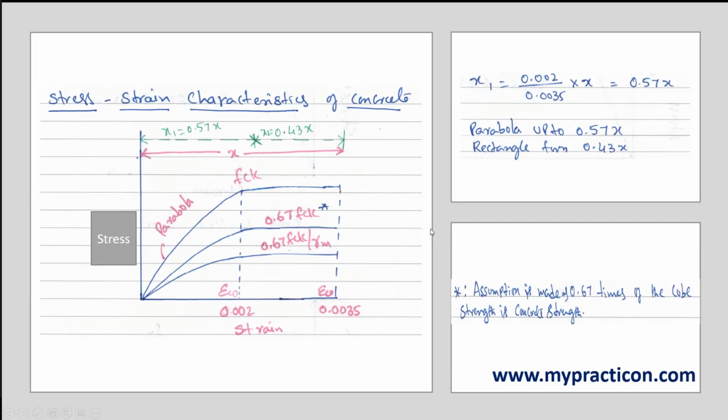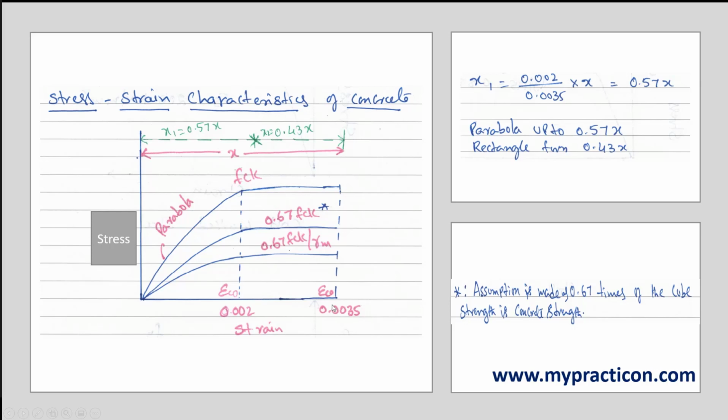The stress strain curve is parabolic up to the strain of 0.002, as shown in the picture. Thereafter it remains constant up to 0.0035 of strain, so this is a straight line. Due to practical experimental results it may vary, but assumptions have been made. It remains constant up to 0.0035 of the strain.